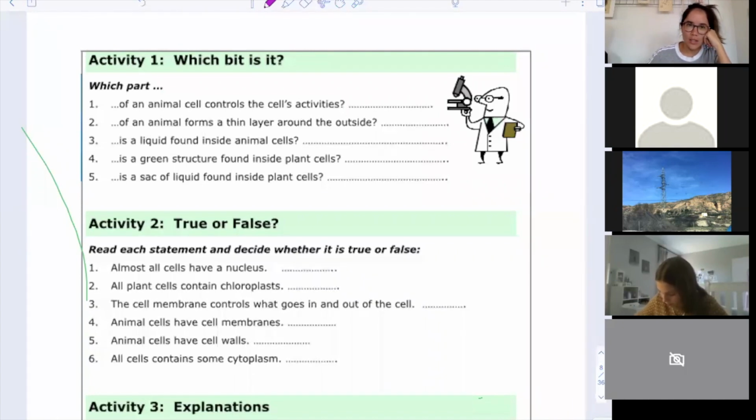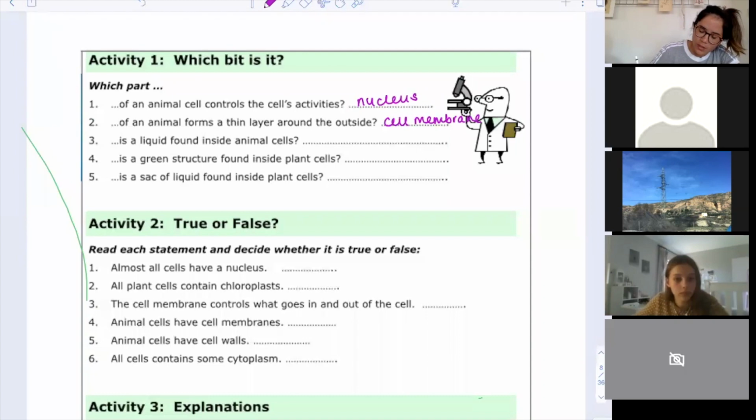Okay, let's start going through the answers. Which part of the cell controls the cell's activities? It is the nucleus. Which part of an animal forms a thin layer around the outside? It is the cell membrane. What part is a liquid found inside animal cells? It's the cytoplasm.